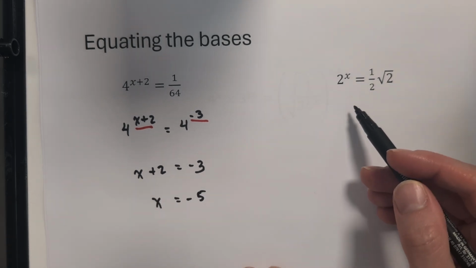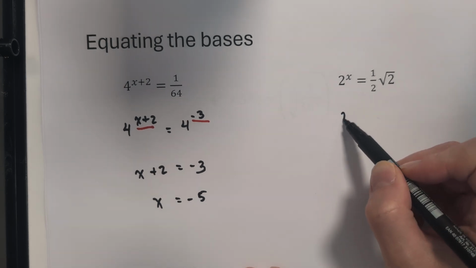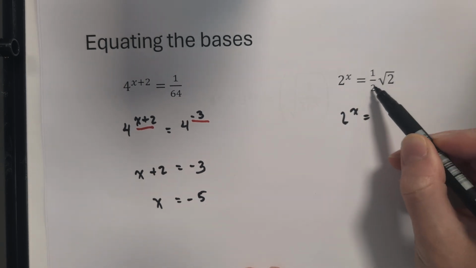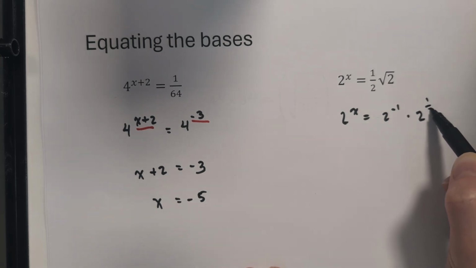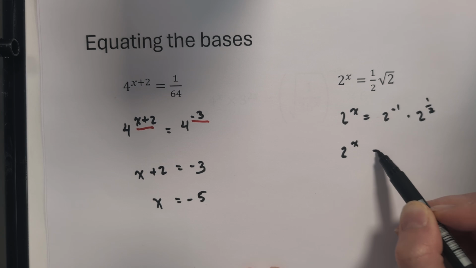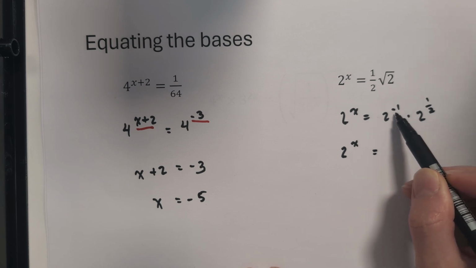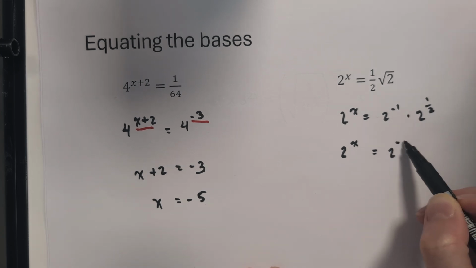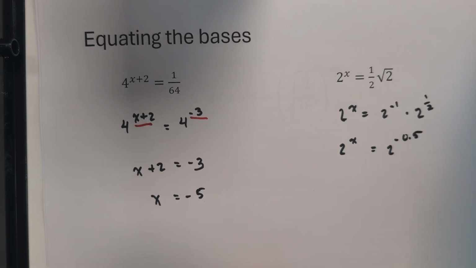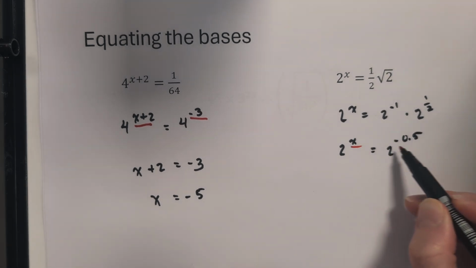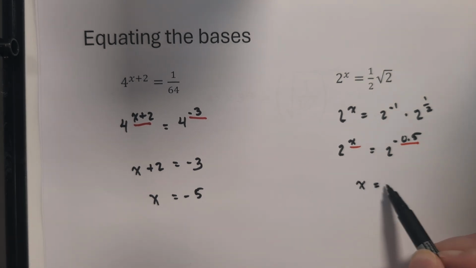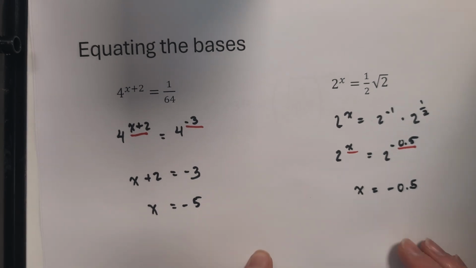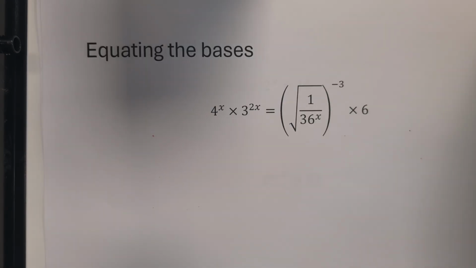Here you have the same idea. This is pretty close to being already in the same base. So that's 2 to the x equals, this is 2 to the negative 1. This is 2 to the half. Going to need some exponent laws here. I'm going to add those two exponents. Negative 1 plus a half is a negative half. I'm going to write it like that. And again, what you'll see is if I equate the exponents, because 2 to the something equals 2 to the something, x is negative a half. So it can be quite simple, again, assuming you're comfortable with those exponent laws.